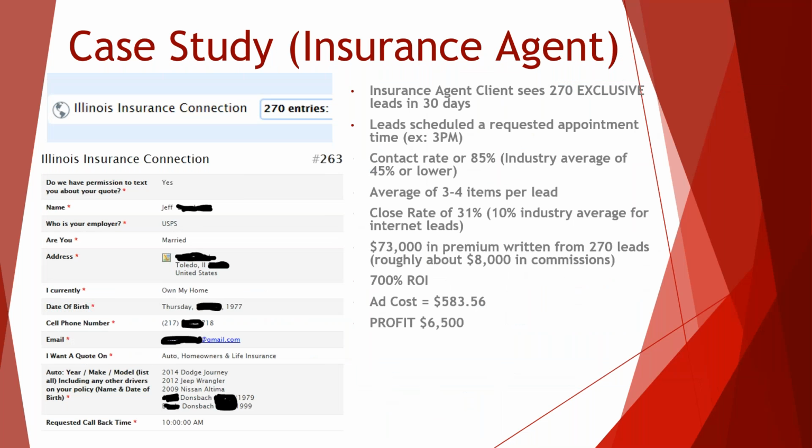All right. So let's look at a case study. Here's somebody in Illinois, 270 leads over the course of a 30-day period. Again, this is a larger agent. Maybe you can't handle that much. Maybe you can. Ad cost was just $583. The profit was $6,500. They wrote about $73,000 of premium in that first 30 days.